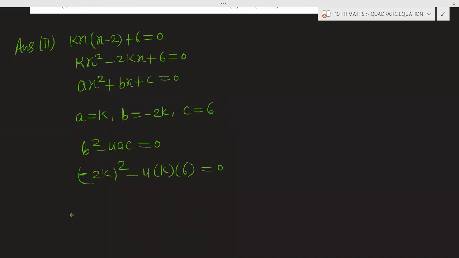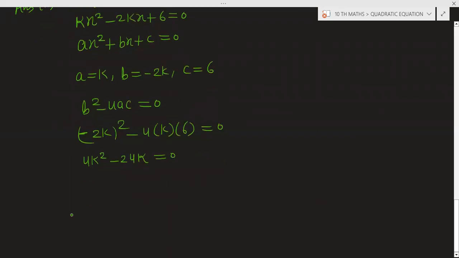So you will get 4k square, and it will become minus 24k. That is equal to 0. Now you can take 4k common from this and this. So when you take 4k common, here will be k, here will be 6. That is equal to 0.